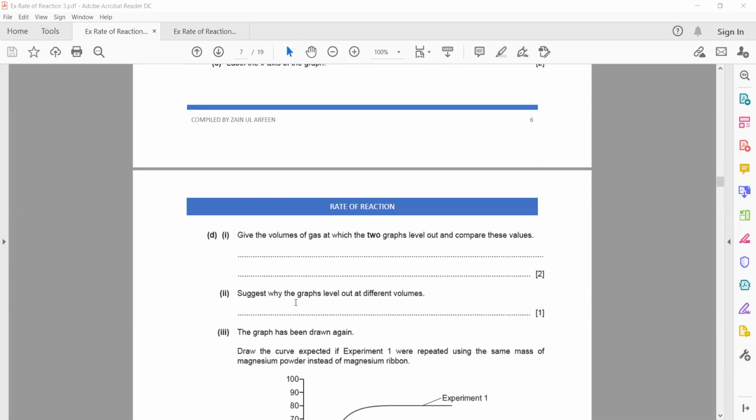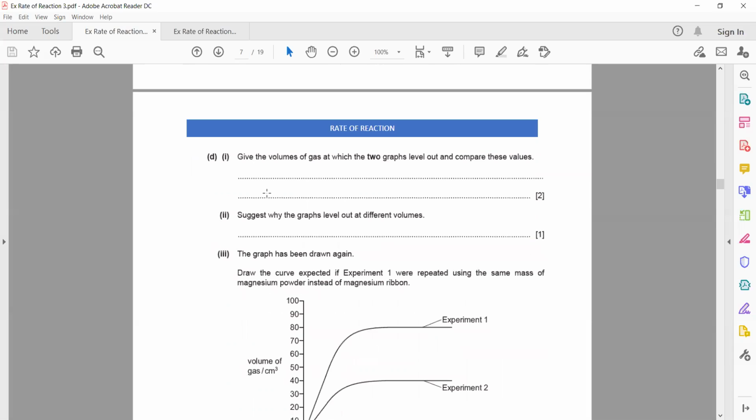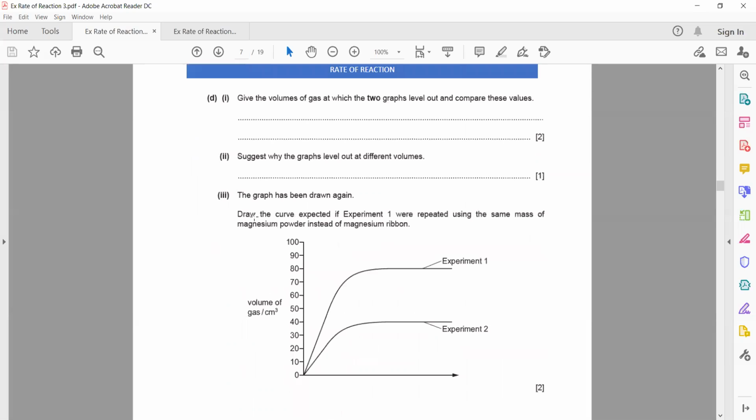So the third one, the graph has been drawn again. Draw the curve expected if experiment 1 was repeated using the same mass of magnesium powder instead of magnesium ribbon. Powder will have a large surface area, so a faster rate of reaction. But the same mass is used, so the final product will be the same. The rate of reaction will be faster, so the curve will be steeper, but it will level out at the same amount.